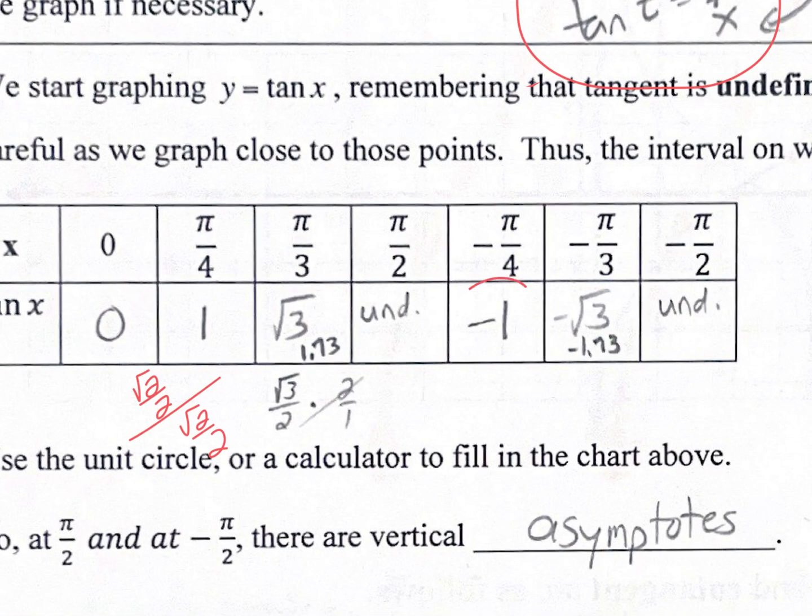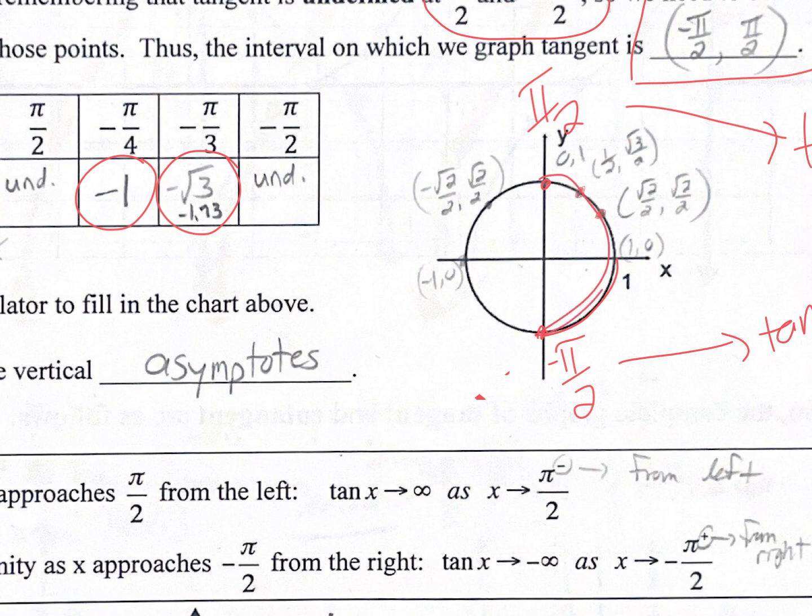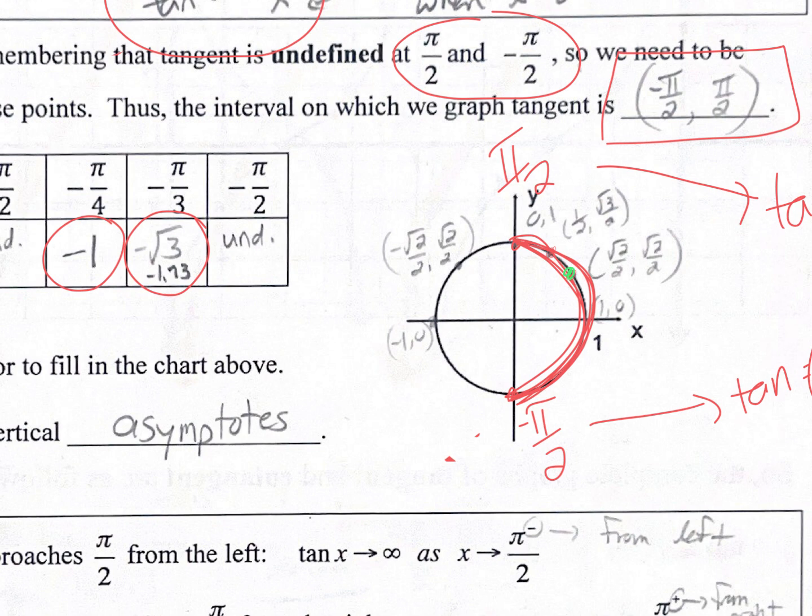At negative pi over 4, it's negative 1, because it's in quadrant 4, which makes the 1 negative. And negative pi over 3 is negative square root 3. Again, it's negative. And negative pi over 2 is undefined. So really for tangent, we're looking at this part of our graph. We're going up to pi over 2, and going down to negative pi over 2. The values we get at pi over 4 and negative pi over 4 are the same. They're both 1, just one is positive and one is negative. So that's where those points come from.